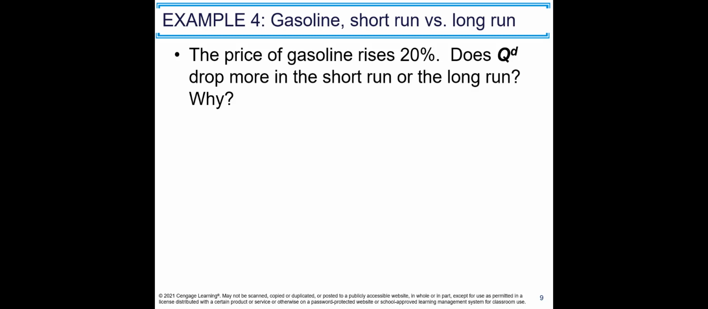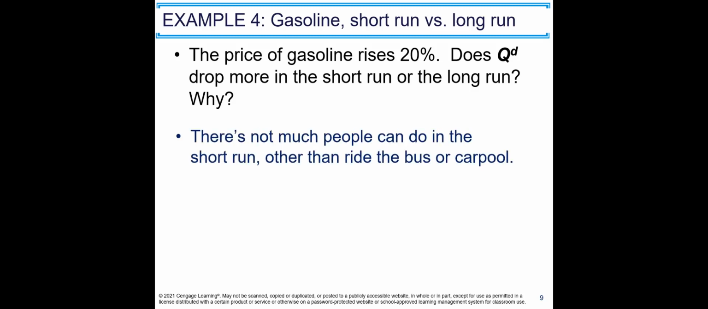Does quantity demanded drop more in the short run or the long run, and why? Let's see. There is not much people can do in the short run other than ride the bus or carpool. So in the short run, you can't make too many changes, right? You cannot buy an electric car or a hybrid car. But in the long run, you can make these changes.